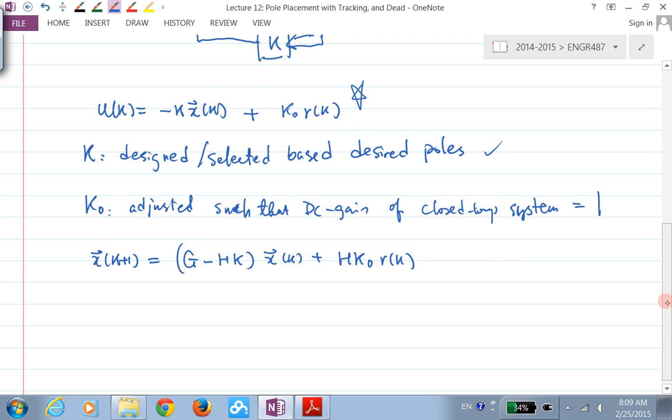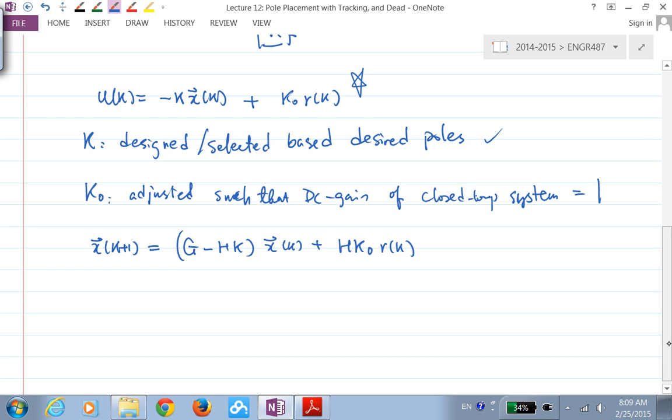Now you can see the idea. The idea is basically selecting the K here so that you make sure the transient response will go back to 0, and then you select the K naught such that the steady state value will end up at the desired reference input. So let's use an example to illustrate that idea here.